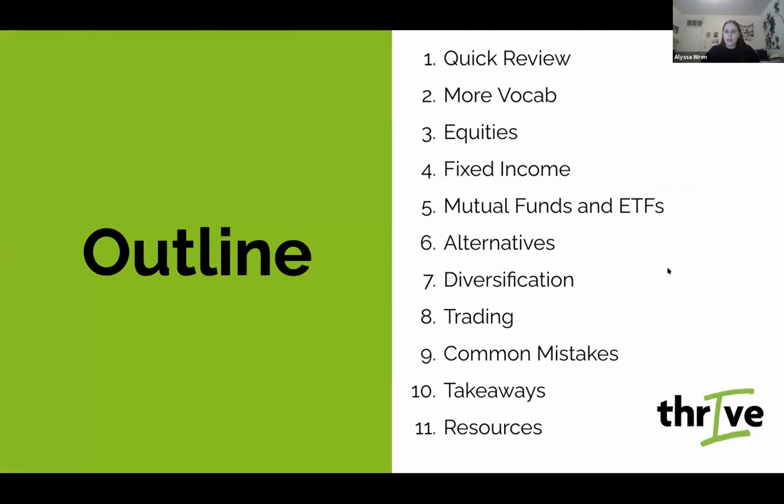Just as a brief outline of what we're going to cover today, we're going to do a quick review of last week, some of the major terms. Then we'll give you some more vocab that you'll need to know for this session. Then we'll talk about equities, then fixed income, cover mutual funds and ETFs again, and then talk about some alternative investing, diversification and allocation strategies. Then we'll go over how you actually go about making a trade, cover some common mistakes made in investing, and then give you some takeaways and resources that you can use to get started.